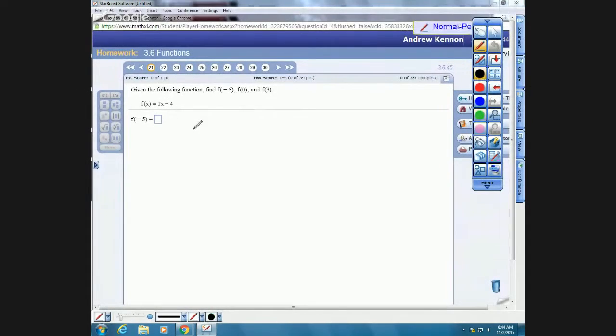This right here is called function notation, and it says f of x equals 2x plus 4. So what this means is if I put a number in for x, I'm going to multiply it by 2, and I'm going to add 4 to it. So every number that I put in for x, I multiply by 2 and add 4 to it. So that's the process of the function.